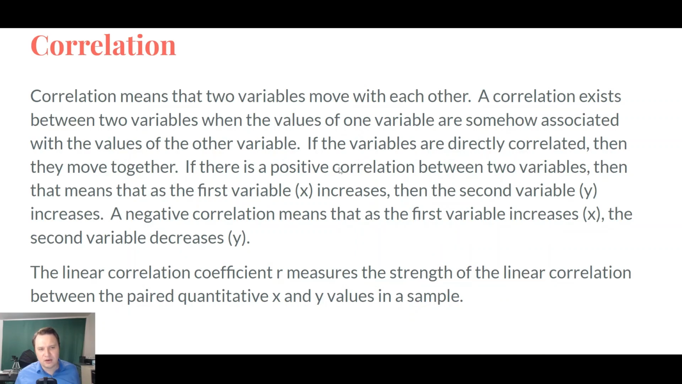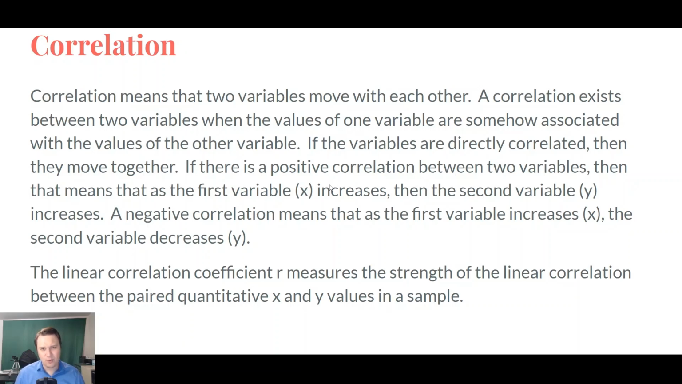So when we say correlation, as I mentioned, we're looking to see if two variables seem to move together. We say that there's a positive correlation or a direct correlation if the variables move together. So if one goes up, the other goes up. If one goes down, the other goes down. That would be a positive correlation. On the other hand, we could have a negative correlation, which means if one variable goes up, the other one goes down, or vice versa. If the first one goes up, the second one goes down. That would be a negative correlation or an indirect correlation.